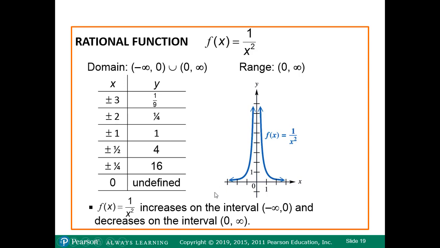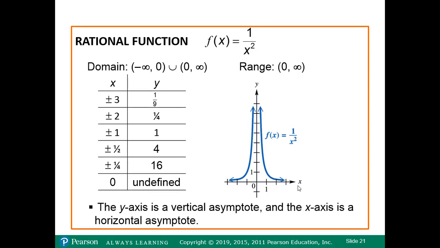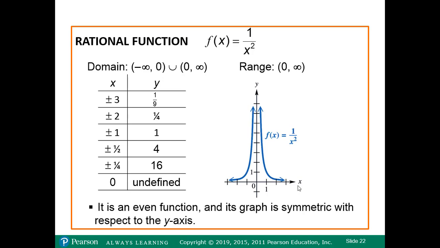Now, what happens here is this increases from negative infinity to 0, and then decreases from 0 to positive infinity. And there's a discontinuity at x equals 0. There's also a vertical asymptote at the y-axis. The y-axis is the vertical asymptote, and the x-axis is the horizontal asymptote. Now this is an even function, as you can see. It is symmetric with respect to the y-axis. So this is an even function.